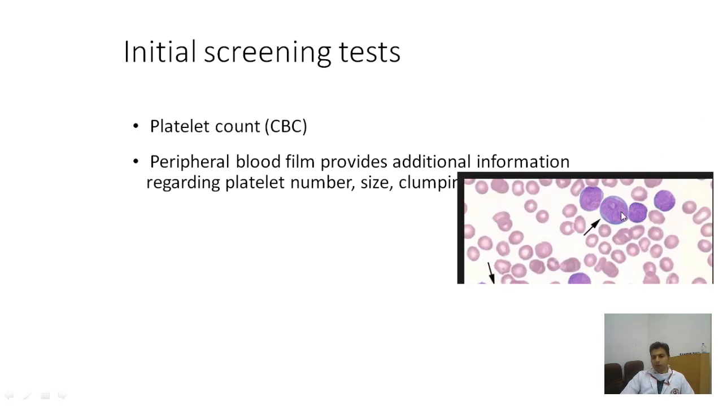Similarly, here we can find an abnormal cell, a blast cell, and also notable is that in this peripheral smear there are no platelet clumps. There are no platelets to be seen. So this is a leukemia.